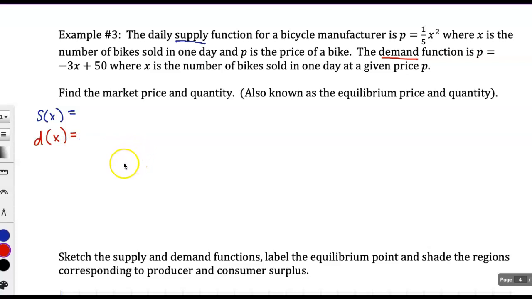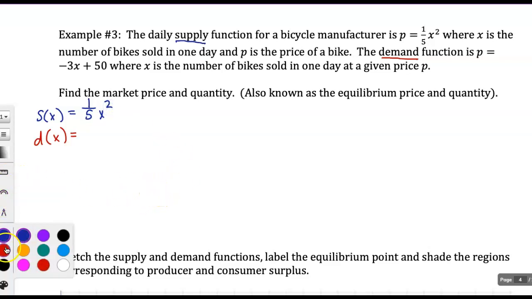So if we read the supply function, remember that one's always got to have a positive slope because as price goes up, quantity supplied goes up. They have a direct relationship. So just keep that in mind as you're reading through. So this says that the supply function is S of X, we're going to change it to 1/5 X squared. So we're going to write 1/5 X squared for the supply function.